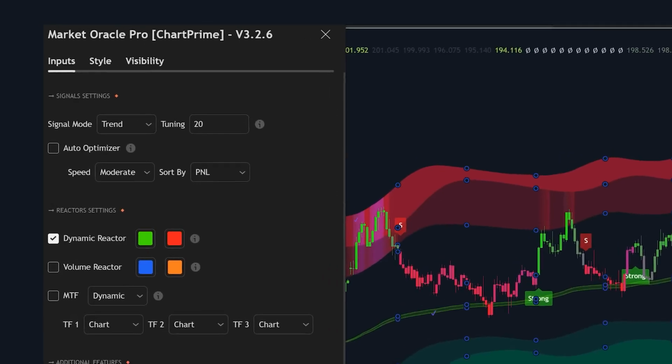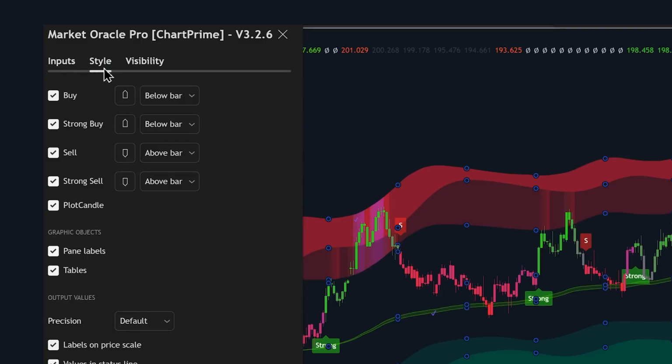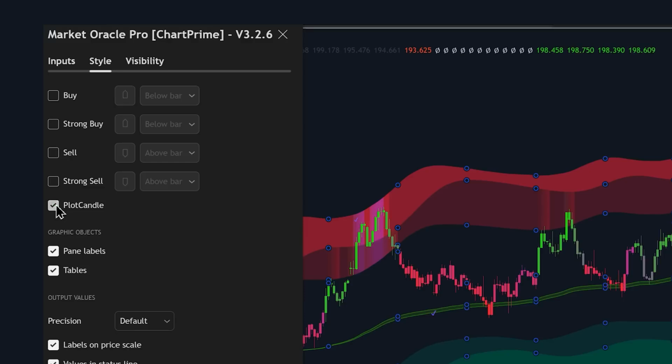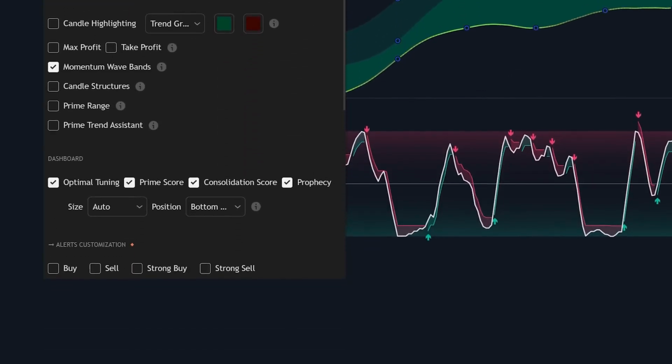And of course, we want to disable a lot of things that would give noise on the chart. So in the Style tab of the Market Oracle Pro, we're going to disable the buy, the strong buy, the sell, the strong sell, and the plot candle. Over in the Inputs tab, we'll also disable the candle highlighting option and the take profit option. Once you've done that, you can click OK.